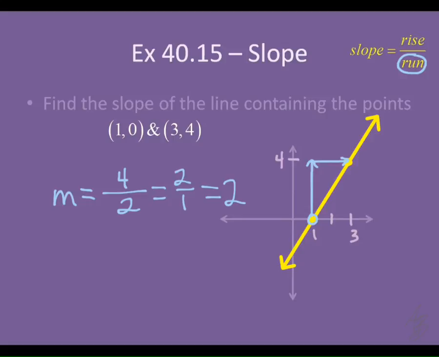However, slope is a ratio. The slope is the ratio of the change in y over the change in x, or the rise over run. Since it's a ratio, it's acceptable to write it as a ratio even when it's a whole number. So 2 over 1 would be acceptable, or 2 would be acceptable. Either one of those would be okay. Any questions about that?